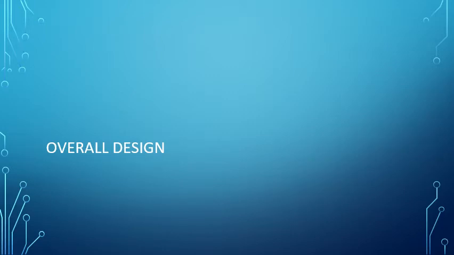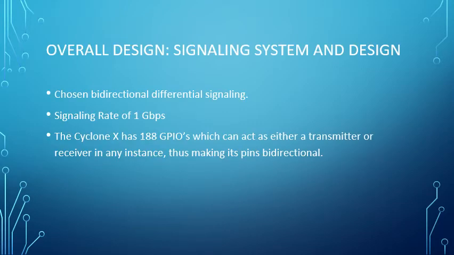So, in this section, this will be our overall design aspect. We decided to choose the bidirectional differential signaling rather than the single-ended or unipolar option. The signaling rate is 1 gigabit per second. It's the minimum that it can go, but it advertises to be around 1.43 gigabits per second.